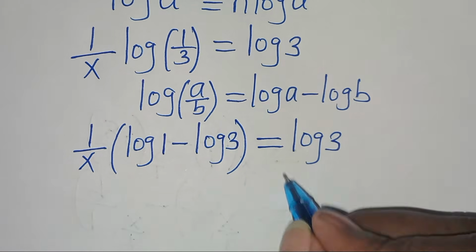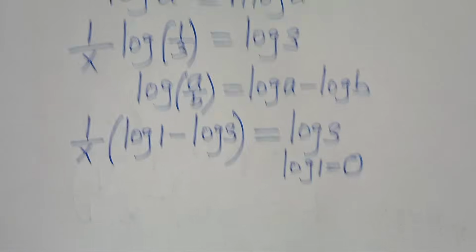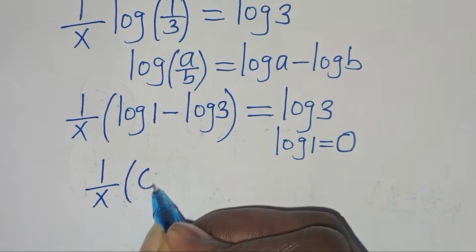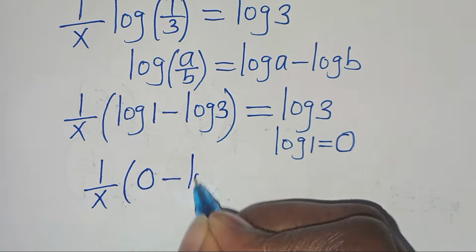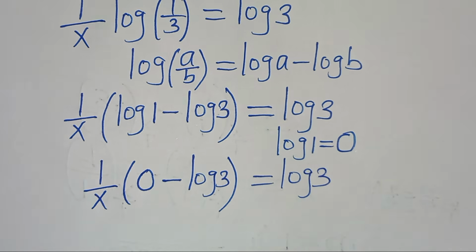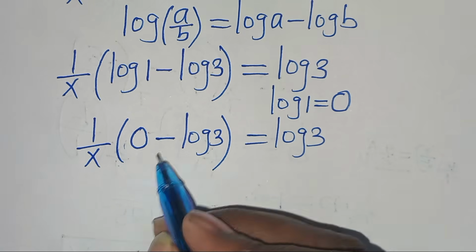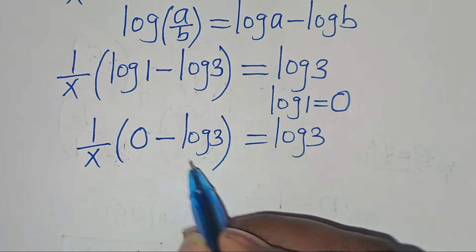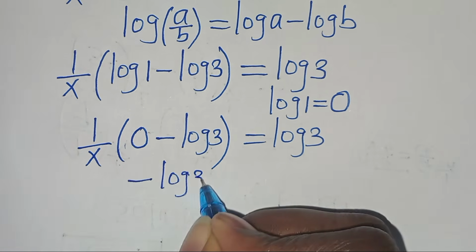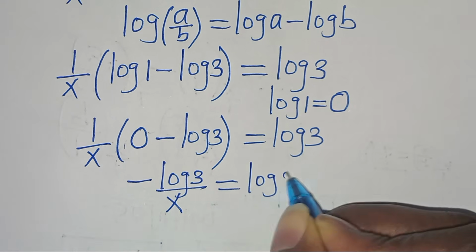Now we have that log 1, this is the same thing as 0. So this means we have 1 over x into the parentheses, we have 0 minus log 3. This is equal to log 3. So if we say 1 over x times 0, this is 0. And then 1 over x times minus log 3, we'll have minus log 3 over x. This is equal to log 3.